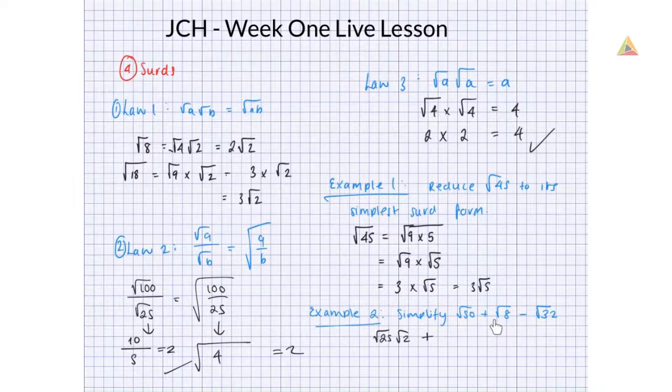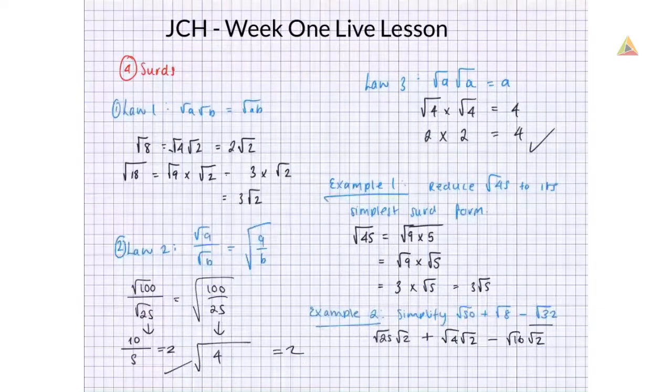So the largest square number that will go into 8, so that's going to be root 4. So we're going to rewrite that as root 4, root 2. And then finally, let's rewrite root 32. So take away, any large square number that will go into 32, it's going to be 16. So it's going to be root 16, root 2.